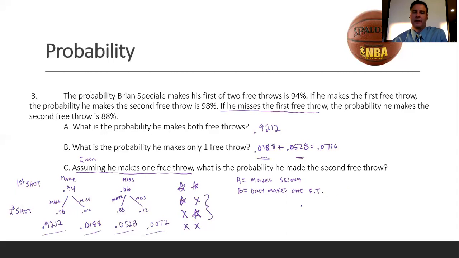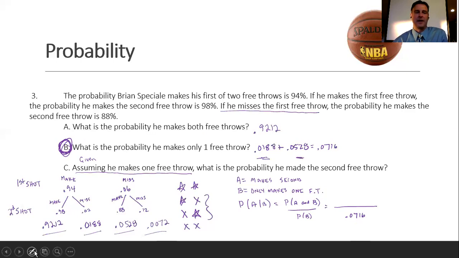Okay, so if I consider my formula, P of A given B, and again, the given part is the only makes 1, equals P of A and B all over P of B. So what is P of B, only makes 1 free throw? Well, we've actually answered that. The representation for only making 1 free throw is right here in B. I'm going to circle it. You've actually found that. That's 0.0716.